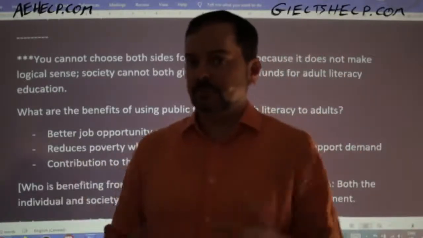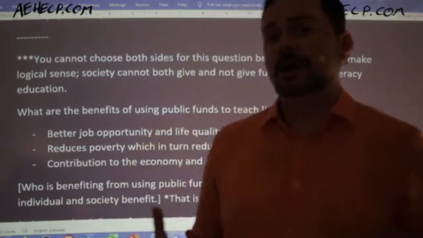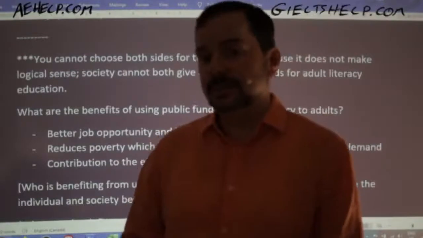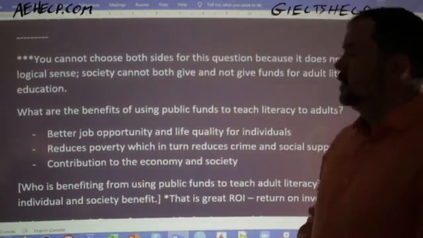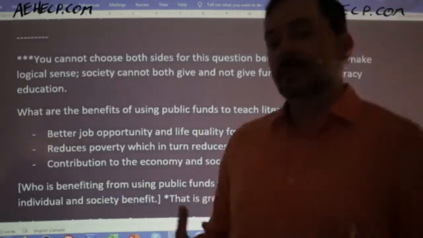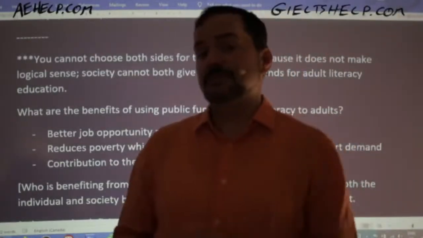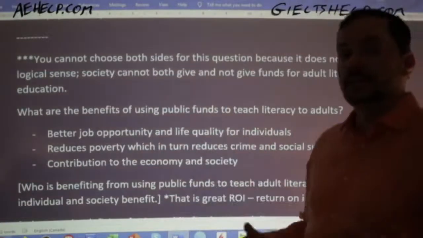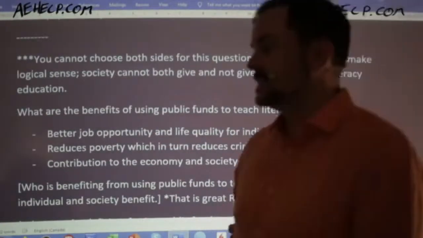Okay. And we agreed that public funds are finite, they're limited. We have to either say, yeah, okay, let's use some money to fund adult literacy, or no, let's use it for something else. And we can't do both. So we have to take one side, and then we have to argue why we believe that side is better.